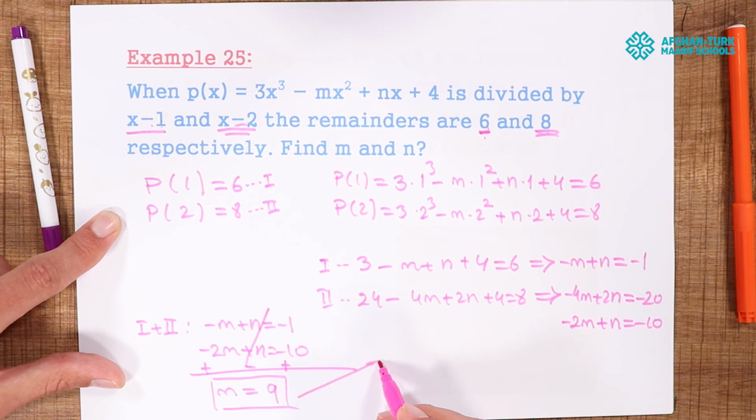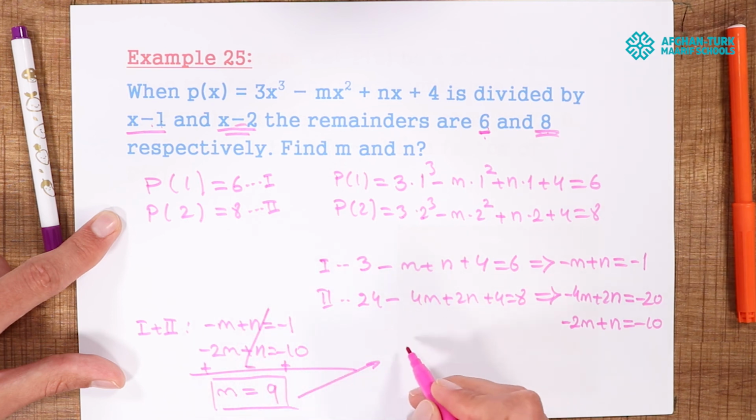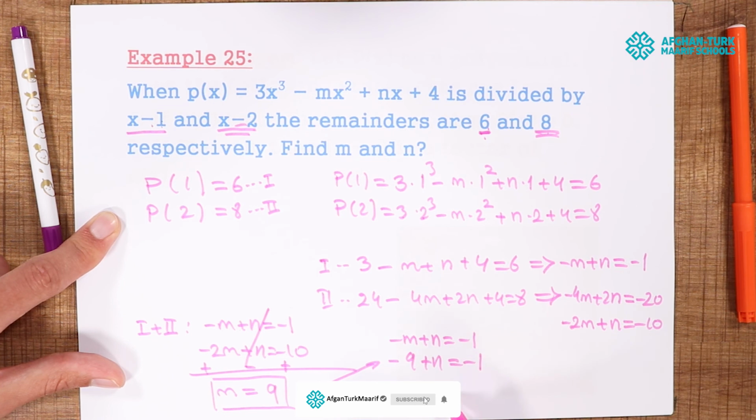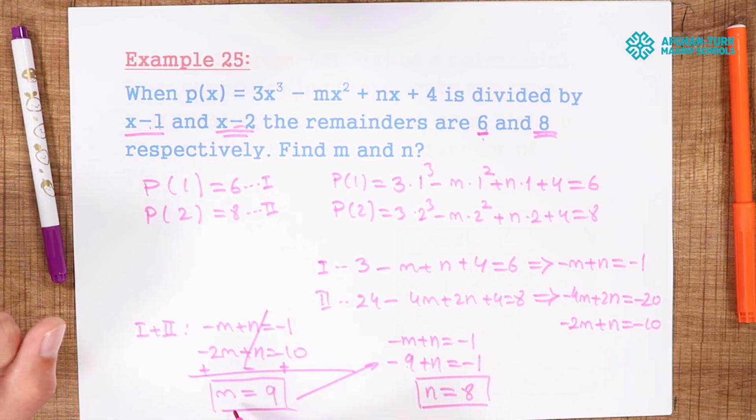To find the value of n, place the value of m in any equation you want. So let's use the first equation: minus m plus n is equal to minus 1. Minus m is minus 9, plus n is equal to minus 1, and from here we will have n equals plus 9 minus 1, which is plus 8. So from this question we had m as 9 and n as 8.